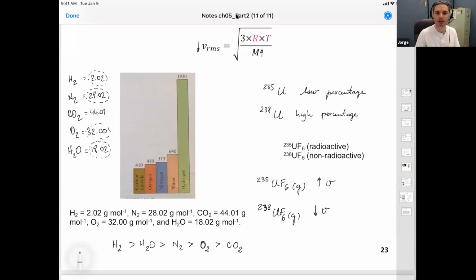As you can see here, the difference between the two masses is just three atomic mass units. That means the speeds are not that different, which means we need a very long pathway to try to get rid of the 238. So that's a very, very hard process to run. That's something it's hard to obtain.